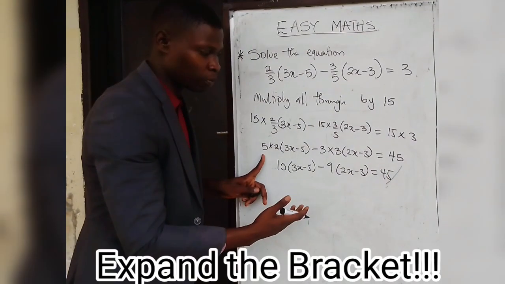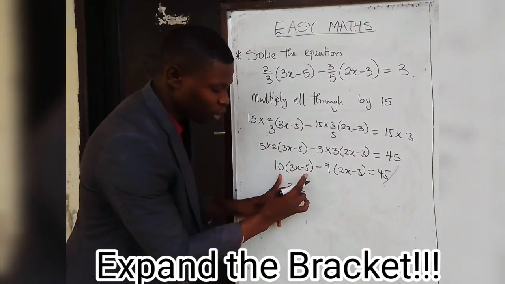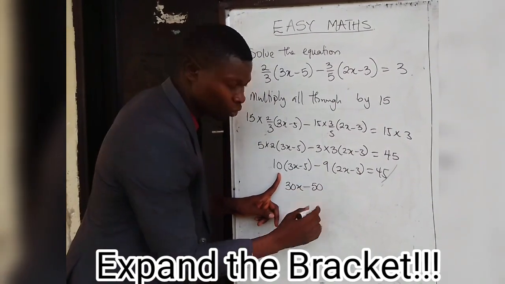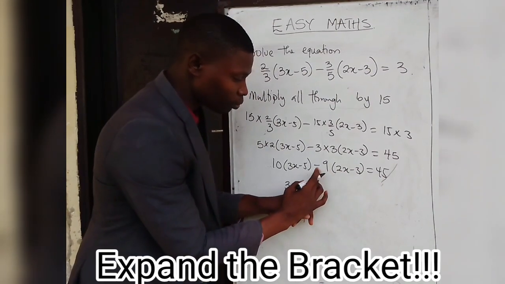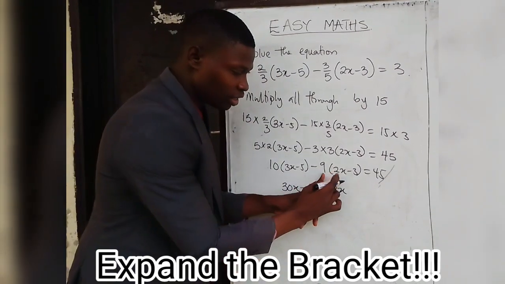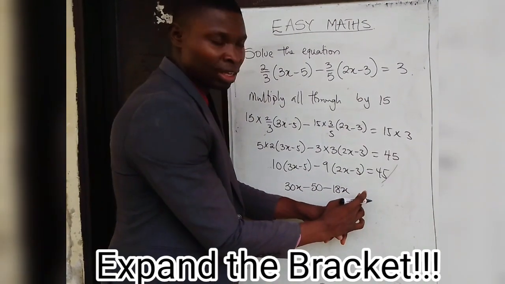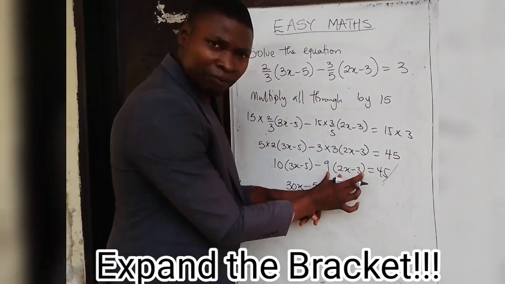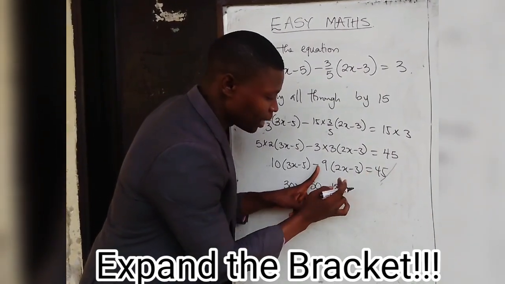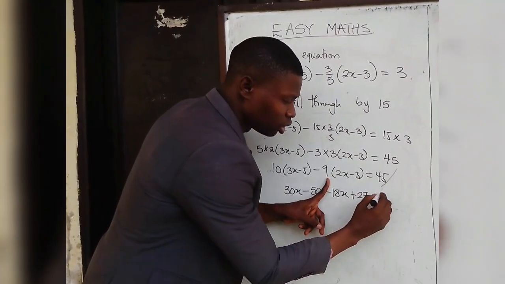Now, time to expand. This will give us 30x. 10 multiplied by minus 5 gives minus 50. Then minus 9 times 2x will give me minus 18x. This time, take note, this is where students usually make mistakes. I've seen students who just rush to write minus 3 here. This minus 9 means it's going to multiply everything in this bracket. So minus 9 multiplied by minus 3: minus times minus will give us plus, and 9 times 3 will give us 27, equals 45.